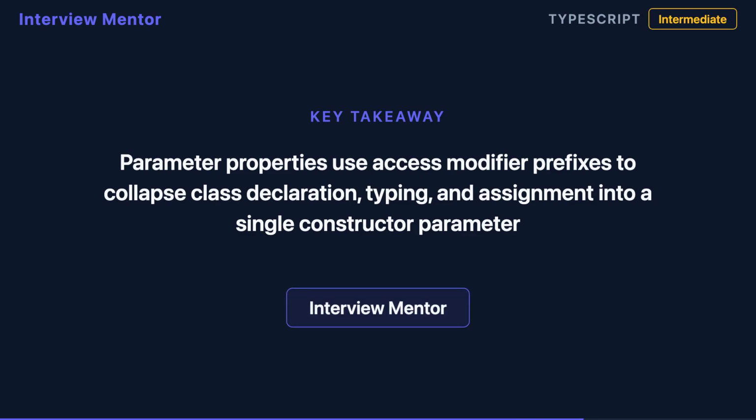Parameter properties collapse class declaration, typing, and assignment into one line using an access modifier prefix.